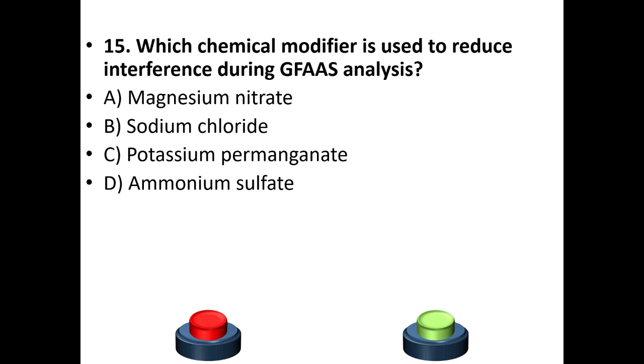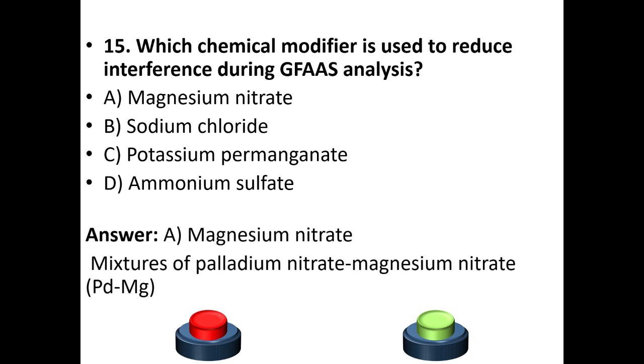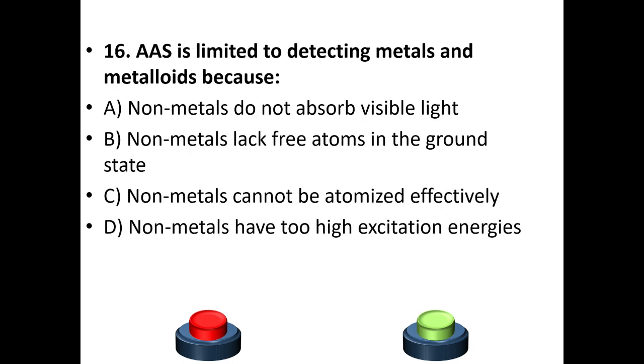15th question. Which chemical modifier is used to reduce interference during GFAAS analysis? A. Magnesium nitrate. B. Sodium chloride. C. Potassium permanganate. D. Ammonium sulfate. Which is the answer? Your answer is option A. Magnesium nitrate. Mixtures of palladium nitrate and magnesium nitrates are regularly used.